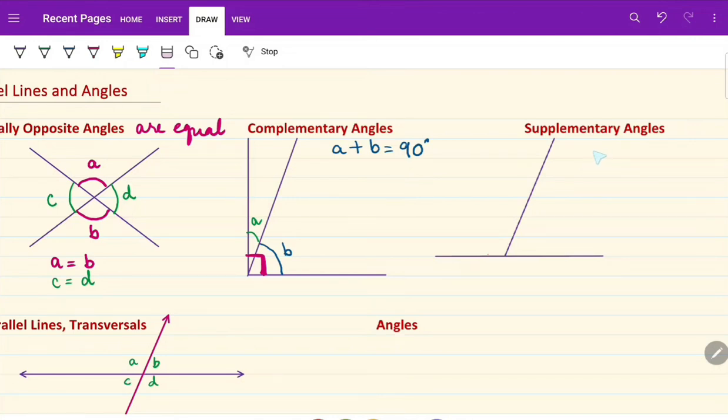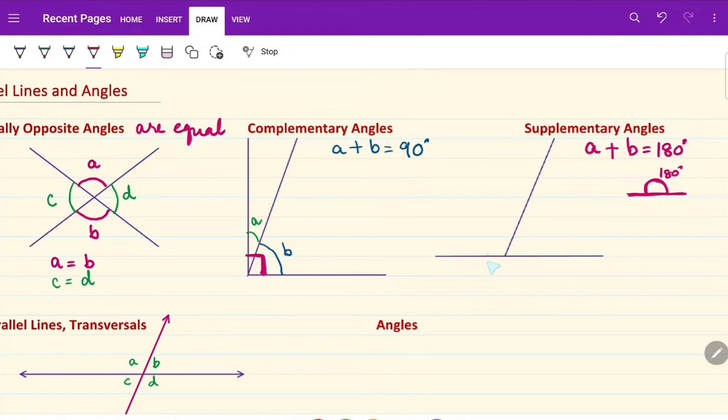So we can have two angles, A and B, and if they add up to 180 degrees, they are considered to be supplementary angles. Now recall that a straight line is a line which has a 180-degree angle about it. So here we have a straight line. The angle about the straight line is always 180 degrees. In other words, 180 degrees forms a horizontal, or it can also form a vertical line, depending on where the angle starts from. All right.